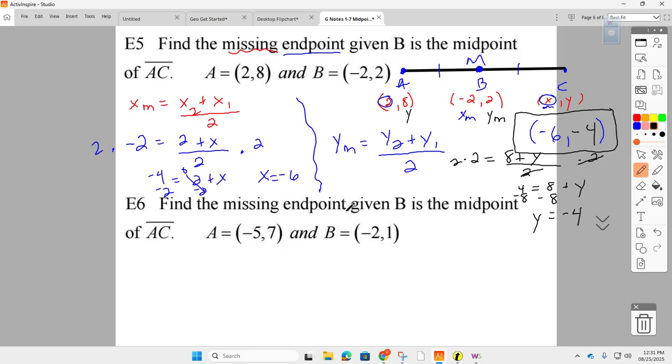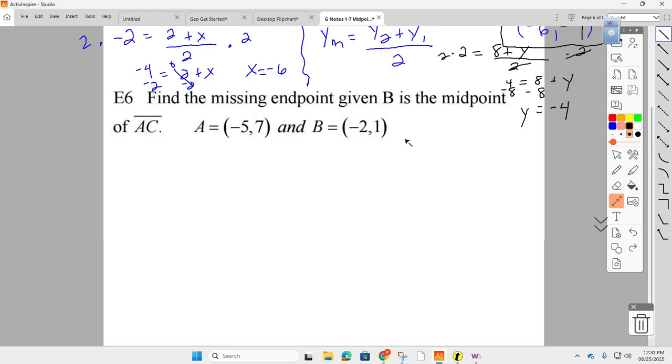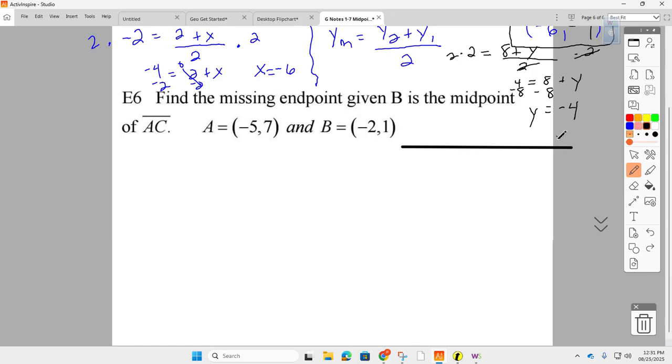All right, we have one more. So let's draw the picture. You guys see if you can draw the picture without me. Go ahead and draw the line and label it with all the given information. They tell us it's segment AC. They tell us again that the midpoint is B.